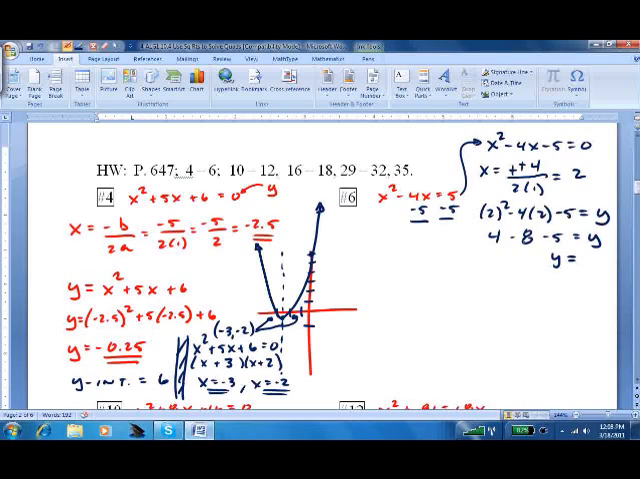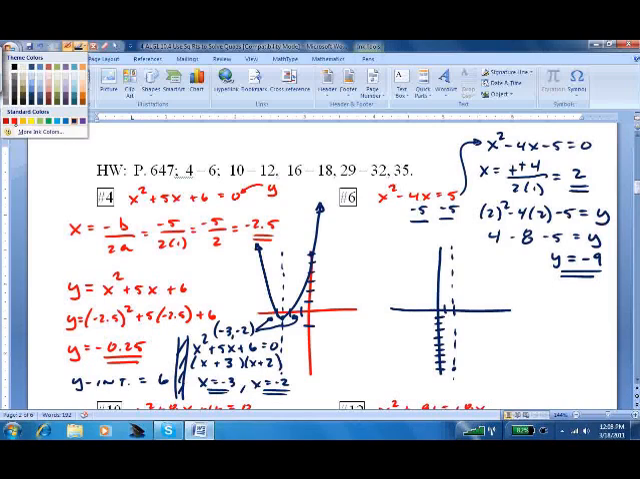4 minus 8 is negative 4, minus 5 is negative 9. So there's my vertex, 2, negative 9. So let's start graphing. 1, 2, 1, 2, 3, 4, 5, 6, 7, 8, 9. There's 2, negative 9. Change color so we can see what we're doing.